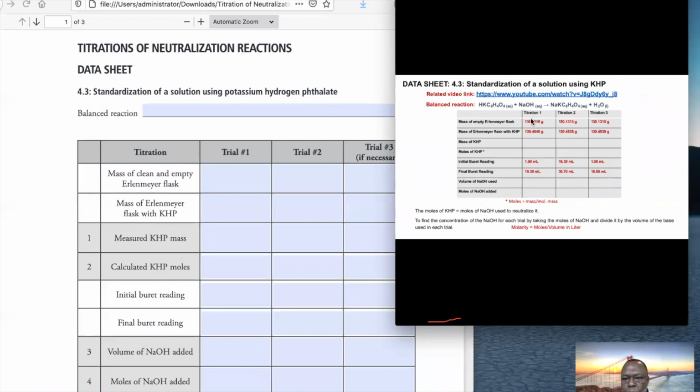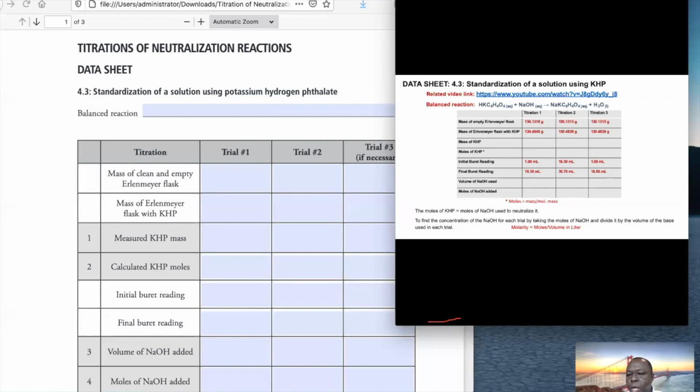So the initial volume in trial 1 started from 1, and it ended at 18.30 ml. And please use 2 places of decimal. The volume of NaOH used to titrate in the first trial is the difference. Final minus initial gives you the volume of NaOH. And remember, this is volume in ml, not liters.